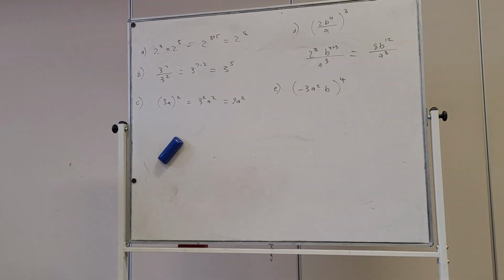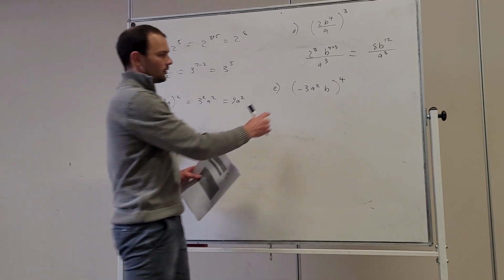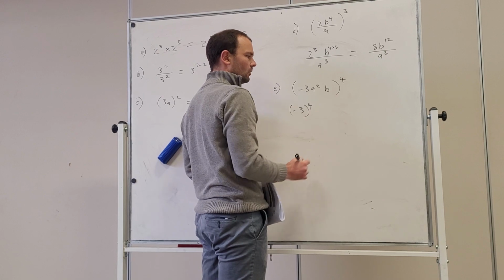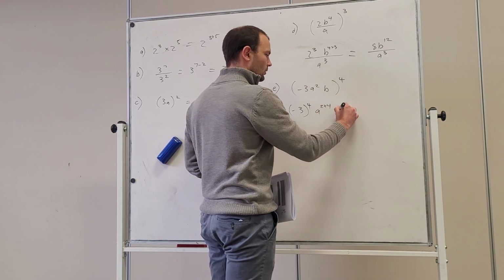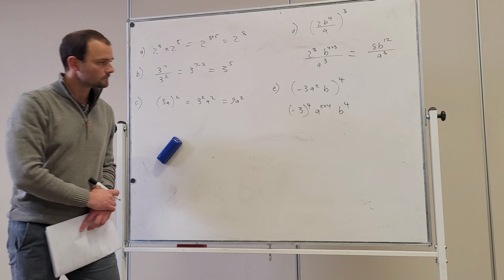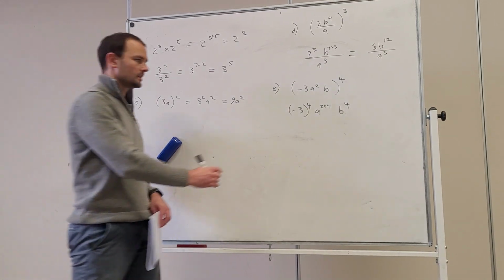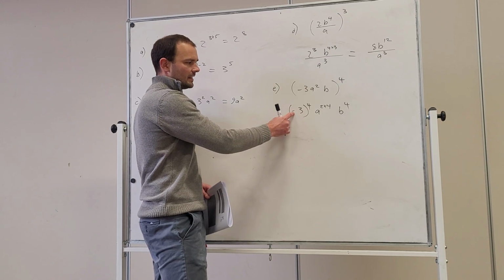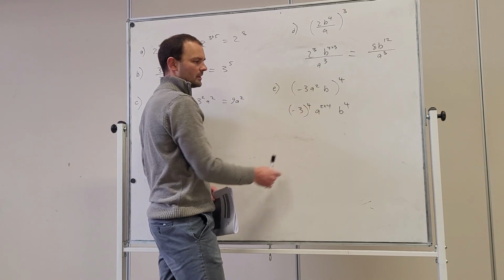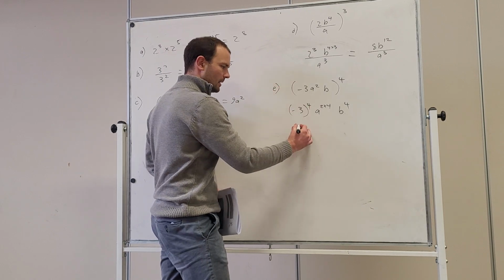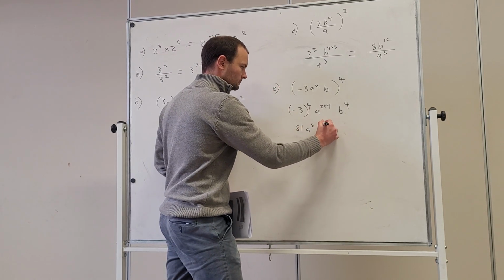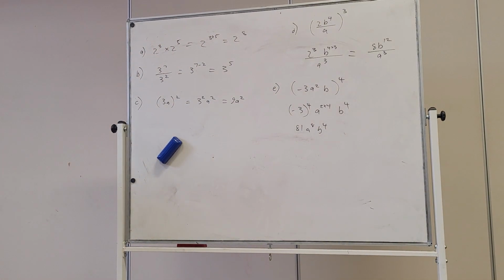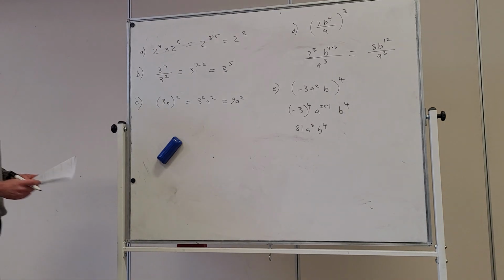All right, everything to the power of 4. So this negative belongs to the 3, right? So we have minus 3 to the power of 4. A to the power of 2 times 4, and b to the power of 4. So this is minus 3 times minus 3 times minus 3 times minus 3. It's a negative to an even power, which means the result is going to be positive, and 3 to the power of 4 is 81. 81, a to the power of 8, b to the power of 4. Very good.